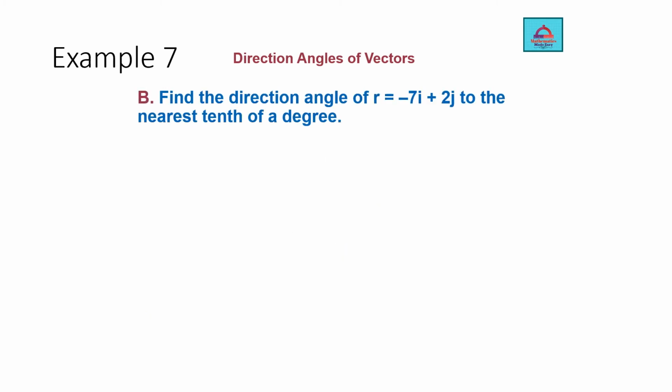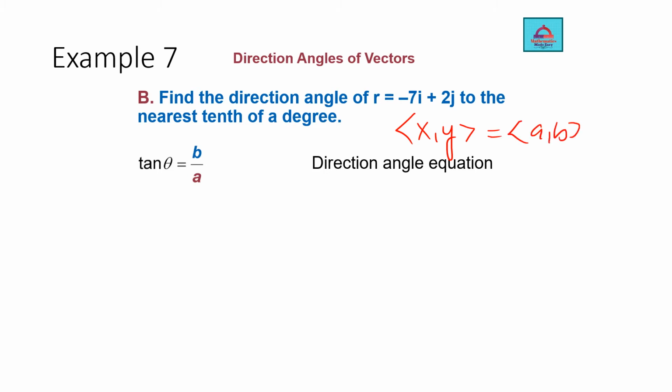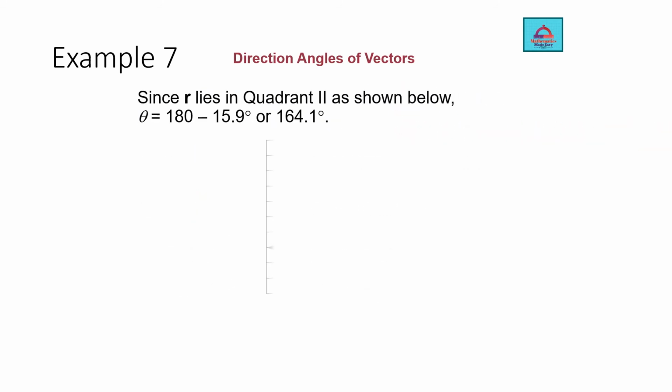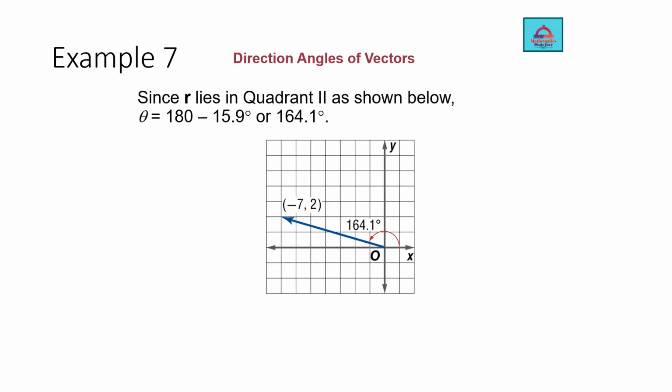Time for you to do another one. Here the direction angle of the vector needs to be found, and if you see carefully, if I compare with x comma y or a comma b, then the x component is negative 7, the y component is 2. You can plug in the value in the tan formula. Take inverse trigonometry. Here the value is negative, so the angle also comes out to be negative. So it is negative 15.9 degrees. That's your answer. Now, if you want to convert this angle into a positive angle, you can always do that.